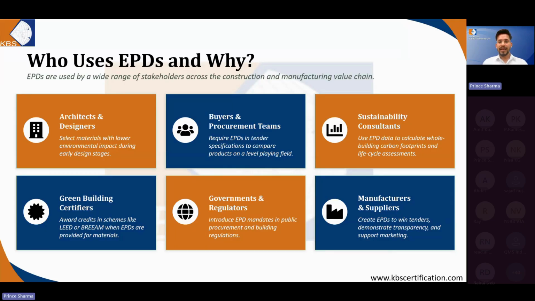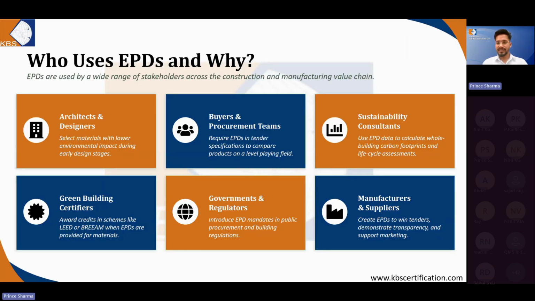Then governments and regulators. There also the EPD is mandated. The EU CPR is also trying to include EPDs and mandate them in public procurement. In India also we are trying to have some laws, because if Europe has them, India will also have them, depending on cases like taxation and other things.